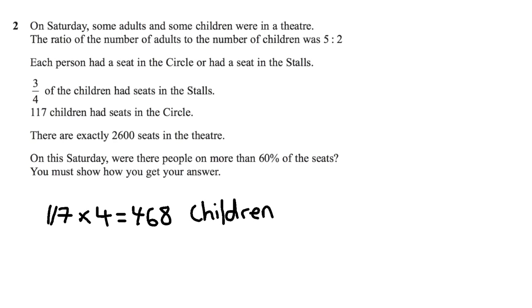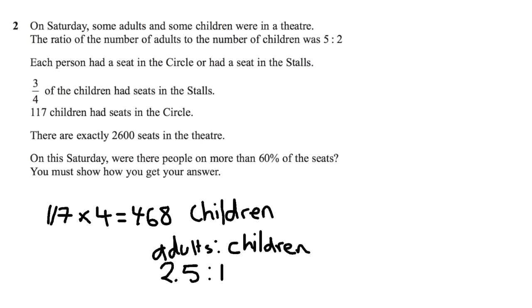Now the ratio given to us, for every 5 adults, there's going to be 2 children, 5 to 2. Now I'm just going to simplify the 5 to 2 even further. So it's now 2.5 adults to 1 child. So for every one child, there's going to be 2.5 adults.